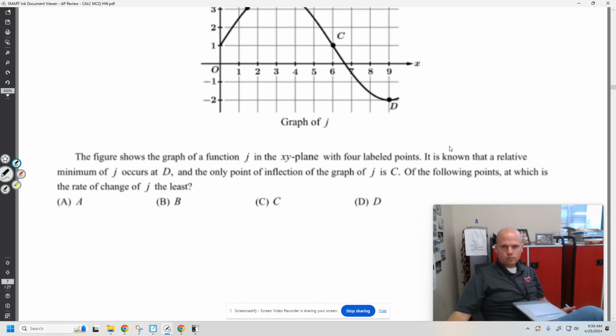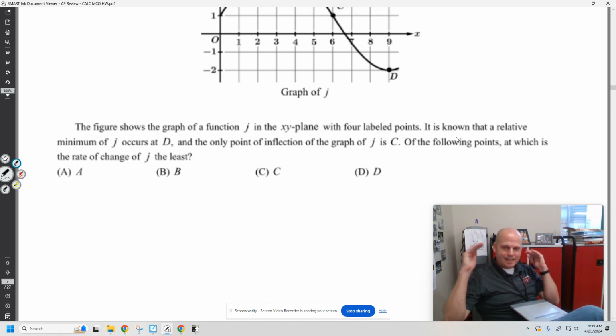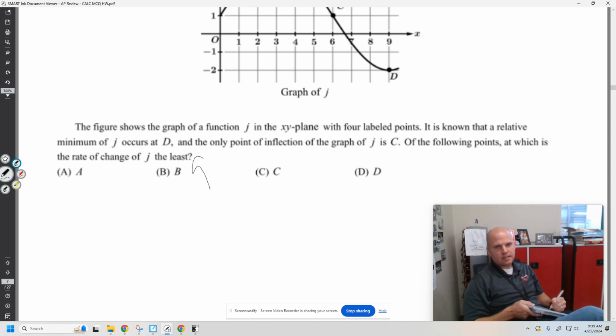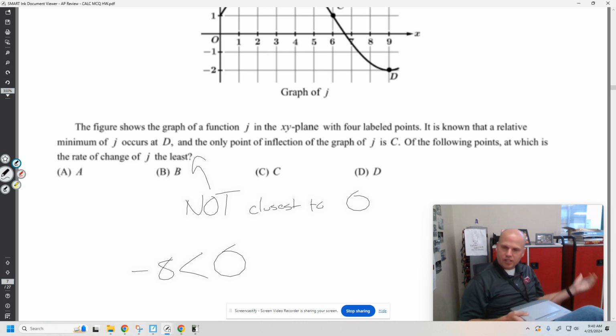What is the rate of change the least? This is so important. Being the least does not mean closest to zero. Being the least means the most negative. -8 is less than 0. So if I compare those two things, -8 is the least.